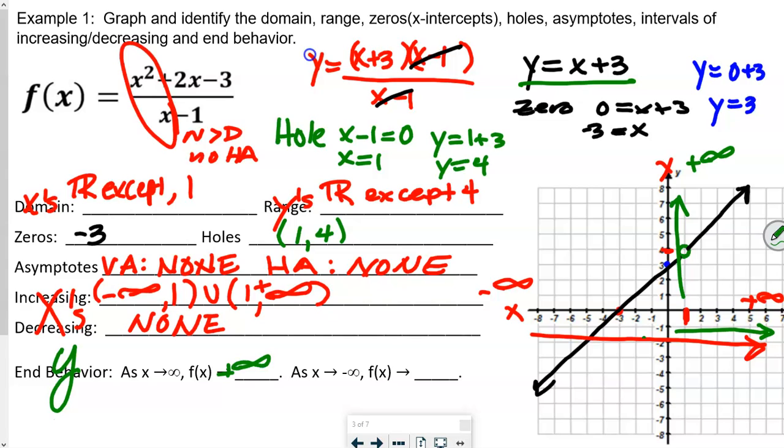And again, as x is approaching negative infinity, that's what this means right here, what's happening to our y value? Isn't it approaching negative infinity right here? So that's what end behaviors mean: what's happening at the ends of the graph.